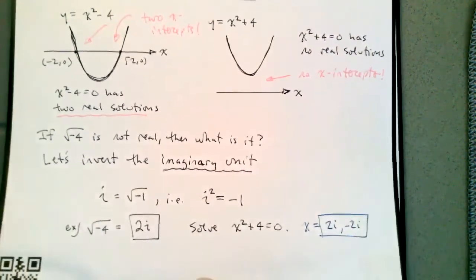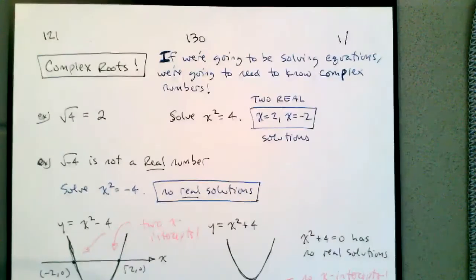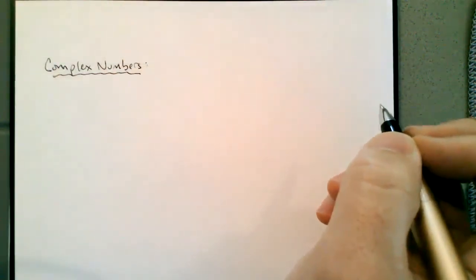So now that we have two kinds of numbers, real and imaginary, we have to combine them. Complex numbers are a combination of real and imaginary numbers.